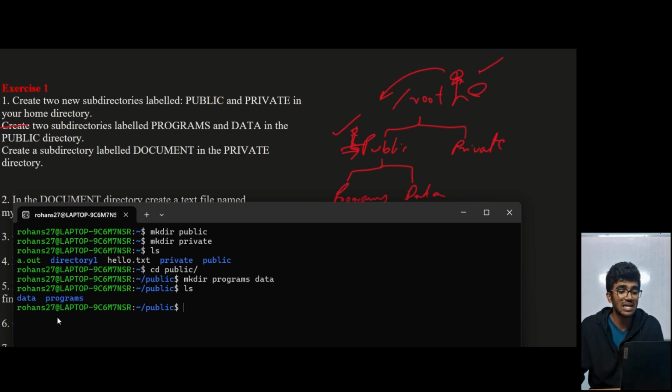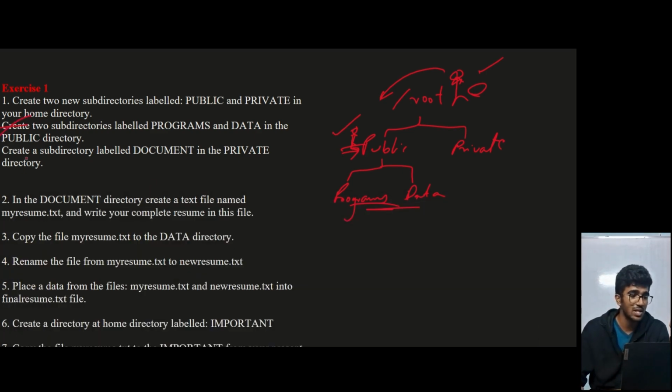They are present inside the public directory. Okay, now we completed till here. So we created two directories, and this second part is over. Now the third part: create a subdirectory labeled document inside private. So we have to create a document inside the private directory.